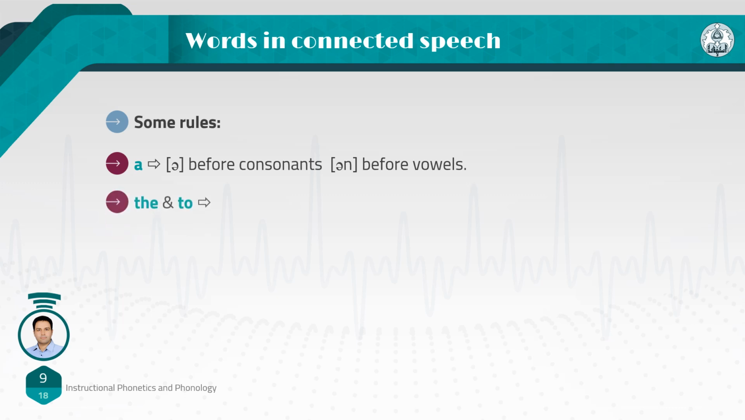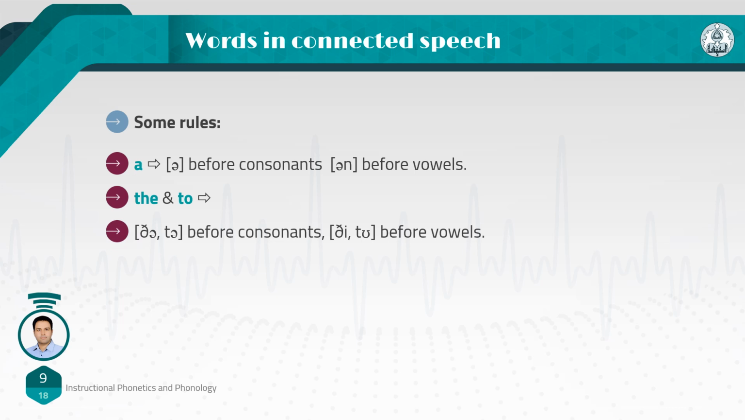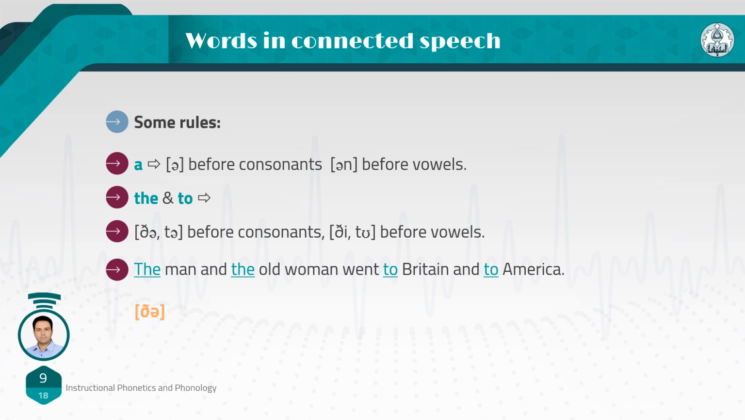Similar alternations occur with the words "the" and "to." In fact, "the" and "to" before consonants, and "the" and "to" before vowels. Look at this example to clarify the point. Listen to my pronunciation. The man and the old man went to Britain and to America. Listen again. The man and the old man went to Britain and to America.